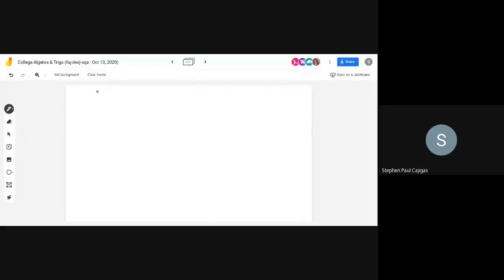So, solve here. The limit of x squared minus 6x plus 9 over x minus 3 as x approaches 3. Try solving it. Someone may be able to try.